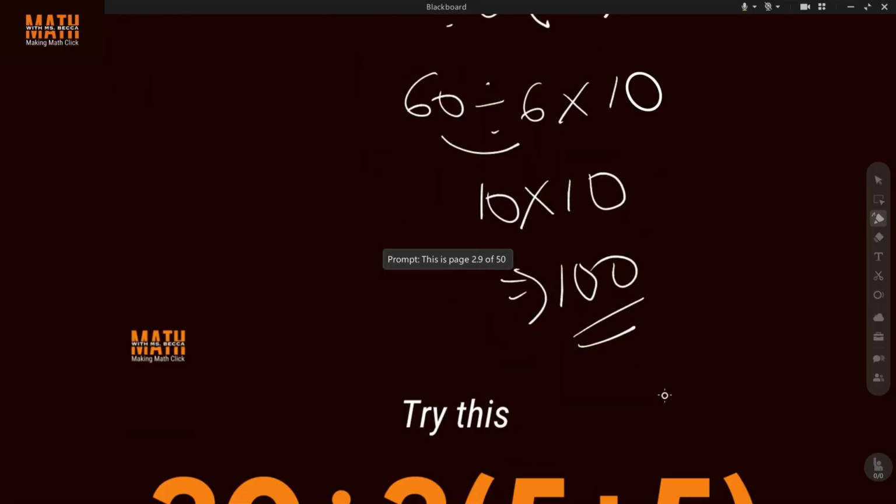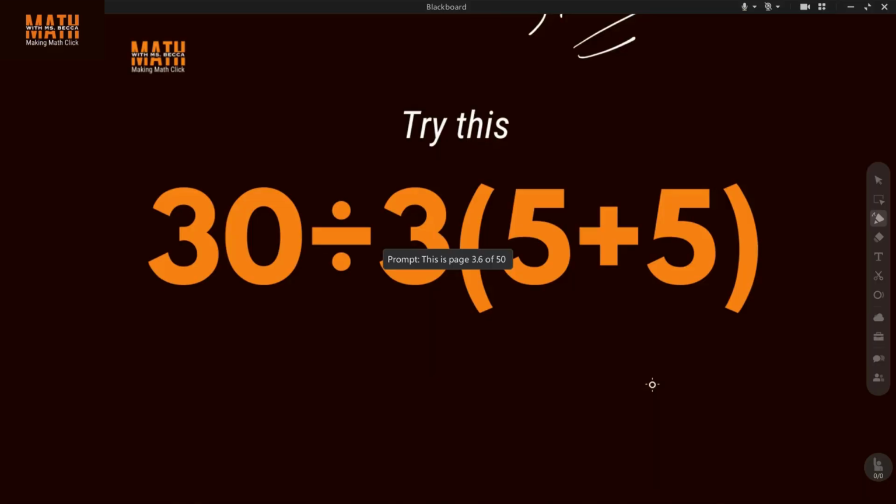To be sure that you understand what I just explained, try this: 30 divided by 3 bracket 5 plus 5, and leave your answer in the comment.